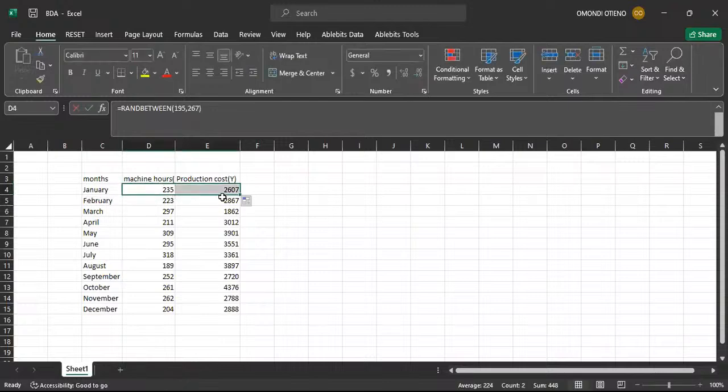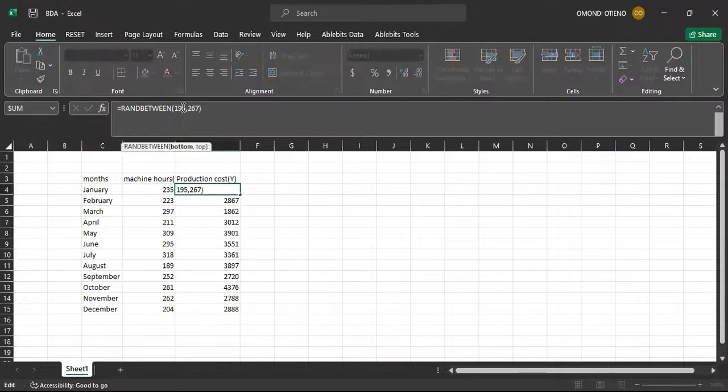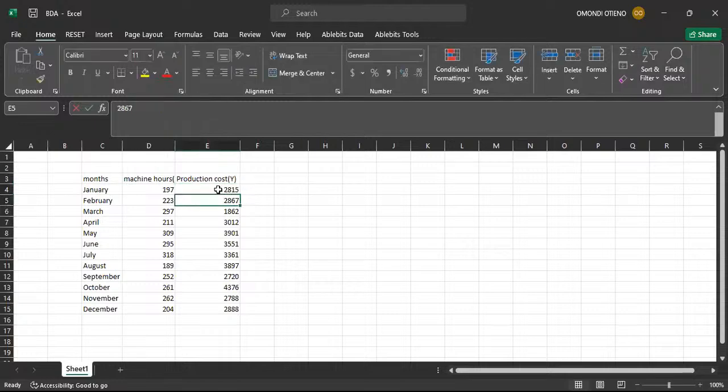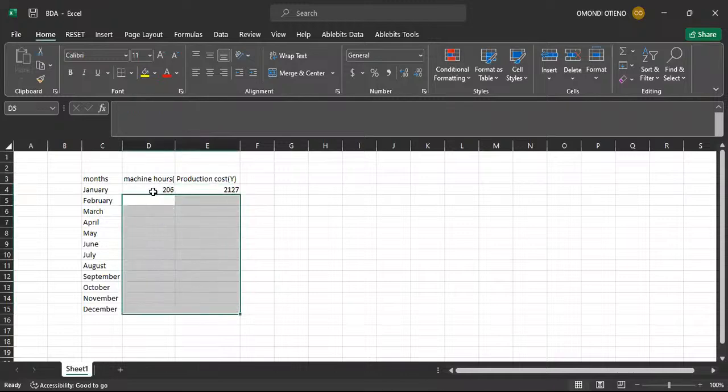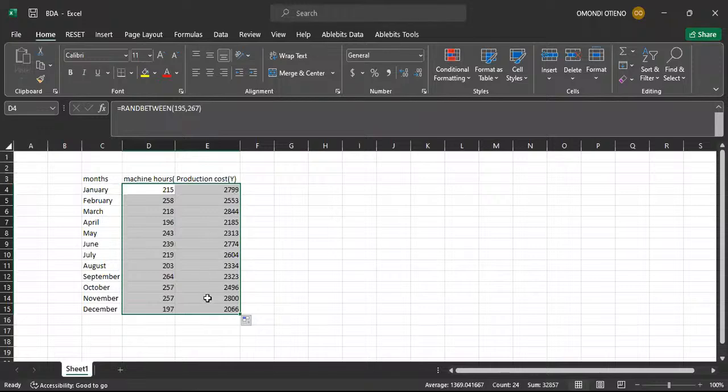I come to this point to do the same, but now change this. I have 1959, then here 2967. So that's what I have. So what you do is this: you just come here, highlight the two, double tab to autofill.